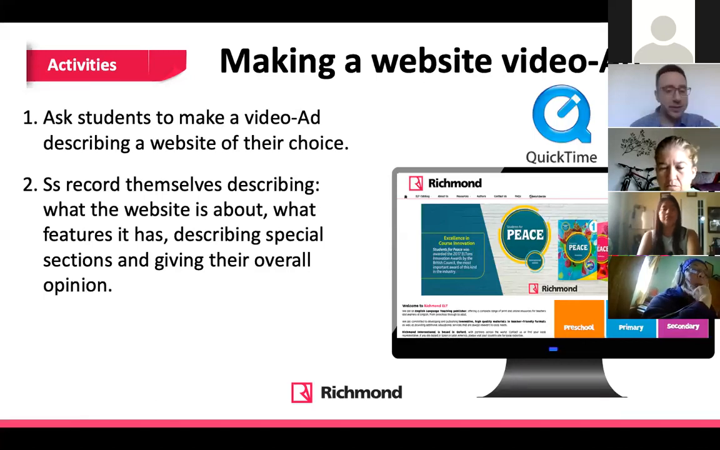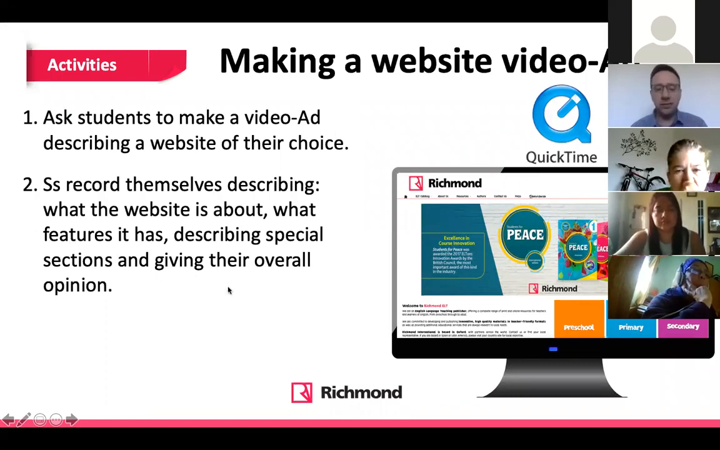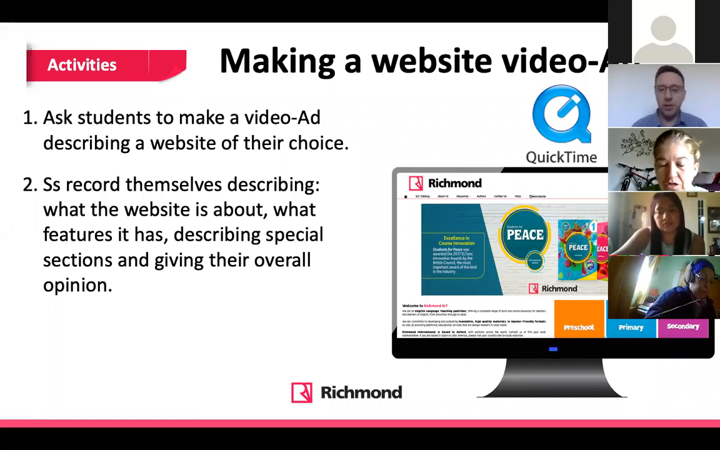Come and visit this website. It's a fantastic website if you want to learn this and that. So they will be talking about the features of the website. They will describe special sections in the website. They will give an overall opinion. And this will also give us information about which websites they're looking at. This can be connected to the 5-click away reading activity that we mentioned at the beginning.